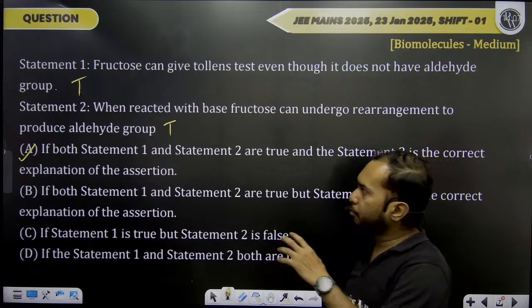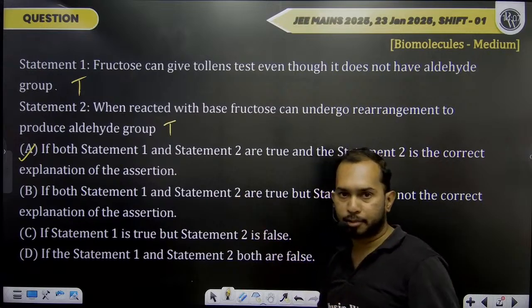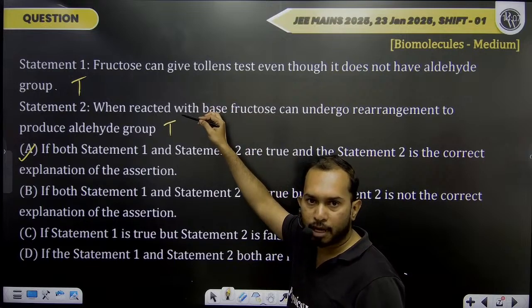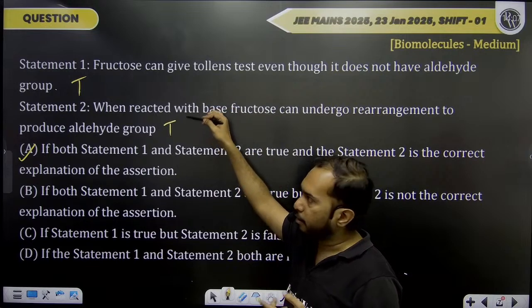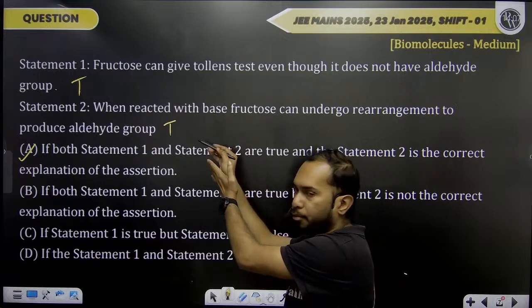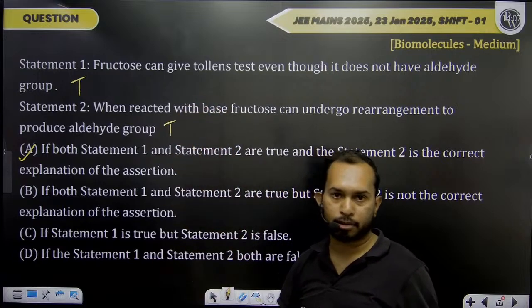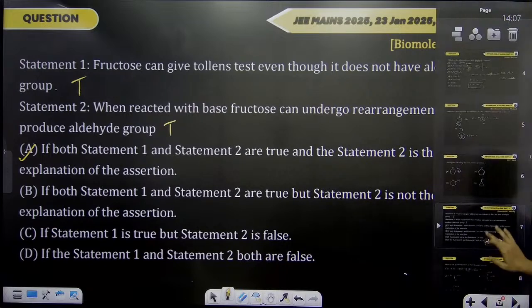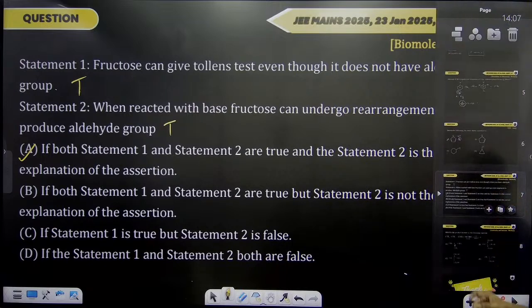So this is how you approach assertion and reason type questions. First, identify whether both the statements are true or false. And if both the statements are true, then you identify whether statement 2 is the correct reason for statement 1 or not. So let's move on to the next question.